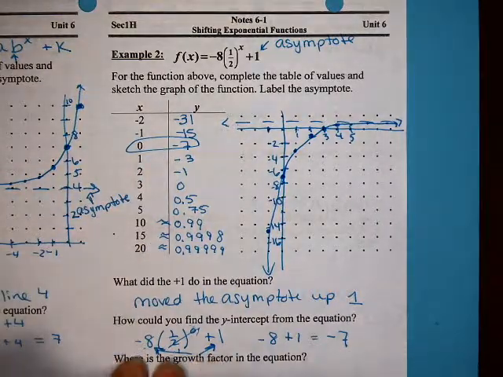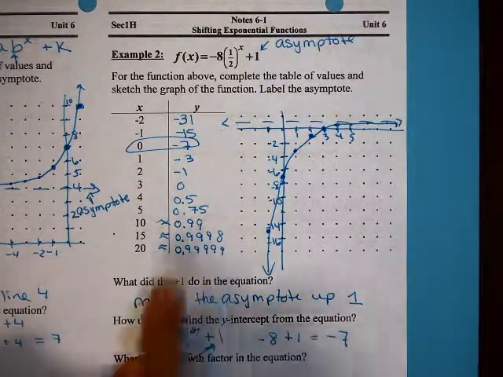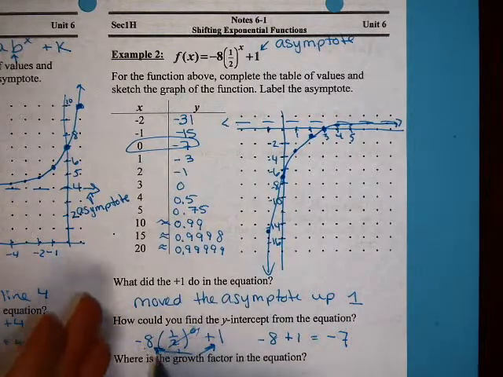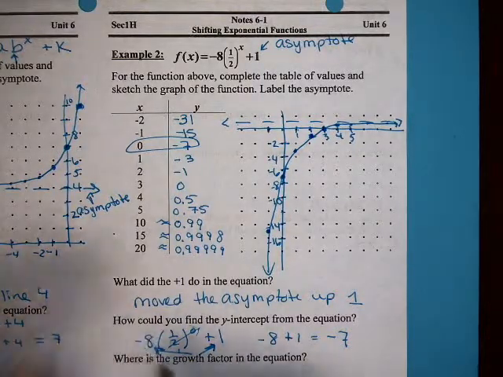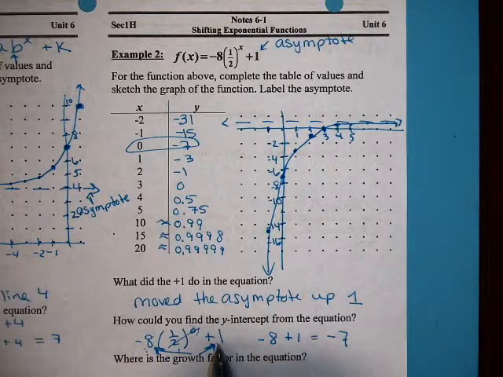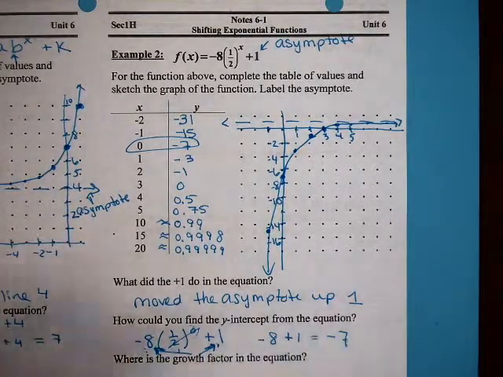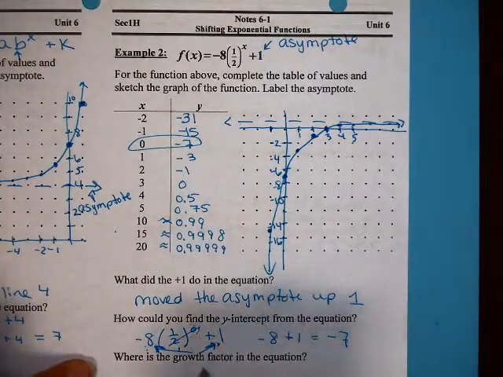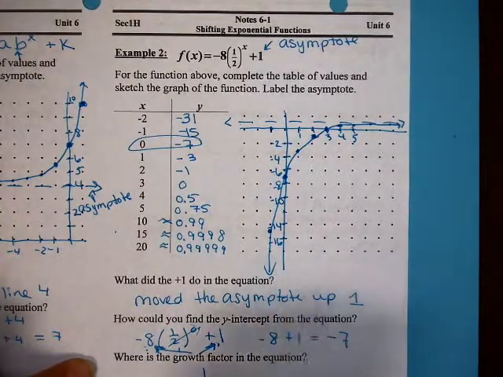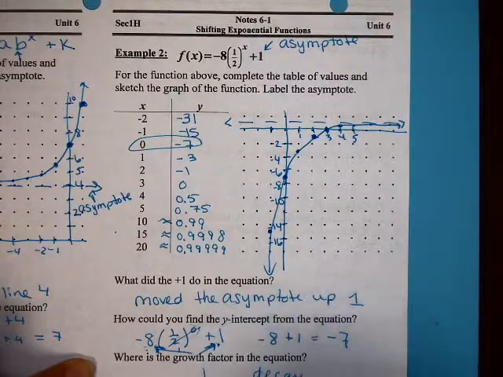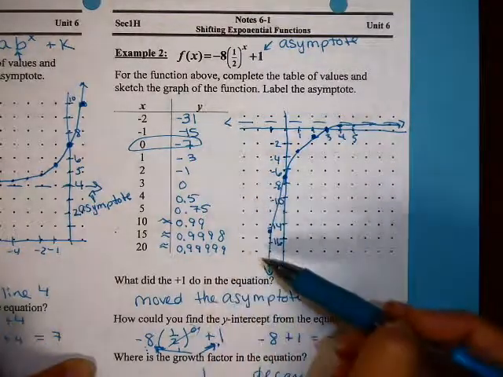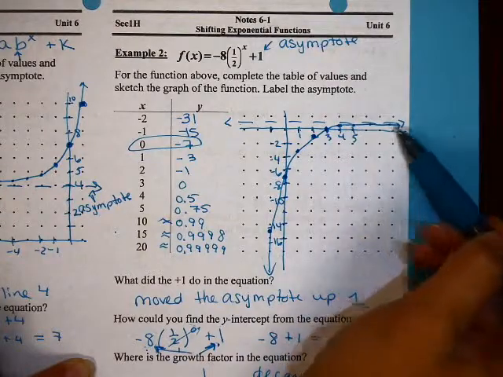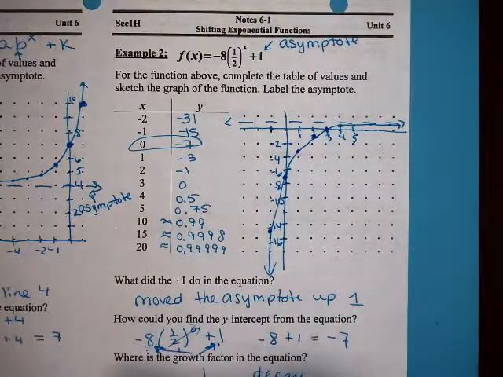So we're looking for a way to tell from the equation what the y-intercept is. So we're used to it being just the number in front, but when this shifts the whole thing up, so now it's -7. All right, where's the growth factor? It's the 1/2, which means that this is exponential decay. So it's decay because it's going slower and slower and slower going towards the axis. Shifted up 1.